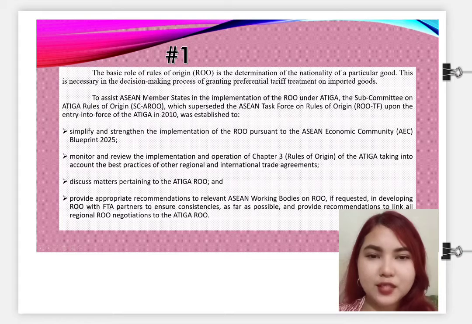ROO was first introduced in the Agreement on the Common Effective Preferential Tariff Scheme for the ASEAN Free Trade Area. In 2010, the agreement was superseded by the ASEAN Trade in Goods Agreement. ROO is applied by ASEAN member states to determine whether goods qualify for preferential treatment under this agreement and can be granted tariff preferences. They are widely used in international trade in the application of different tariffs, trade remedy measures, tariff quotas, and trade statistics.